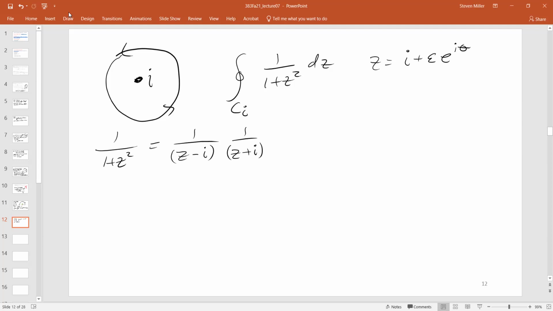We agree with this? As z gets very, very close to I, what does 1 over z plus I look like? Yeah, it looks like 1 over 2I. So there's really no problem understanding the 1 over z plus I. The 1 over z minus I, that's the more interesting piece. So near I, 1 over z plus I is approximately just 1 over 2I.